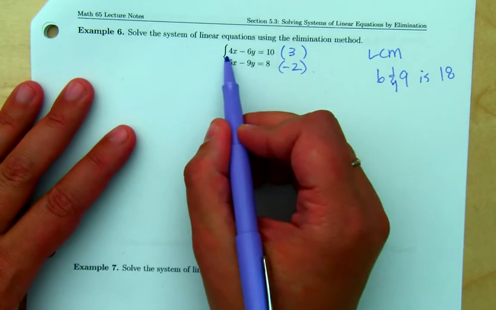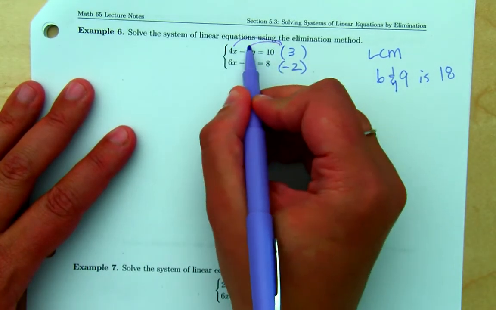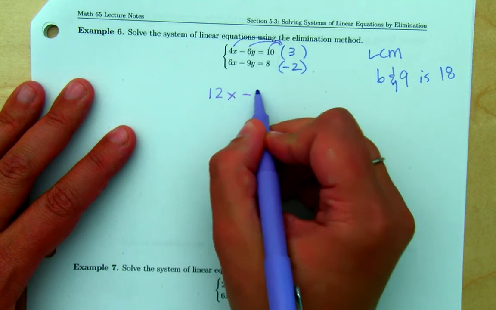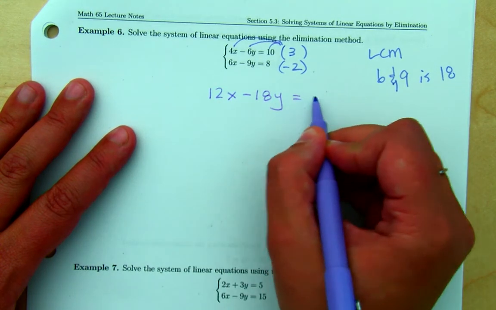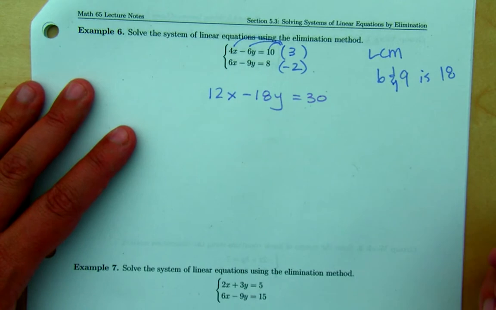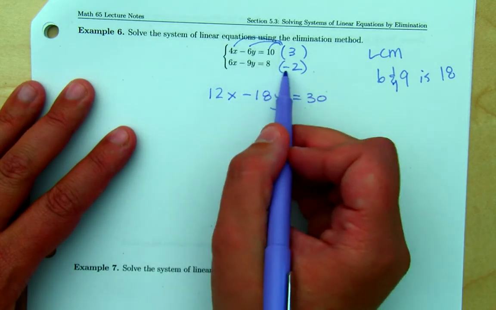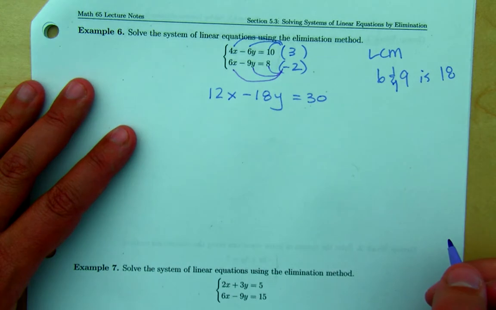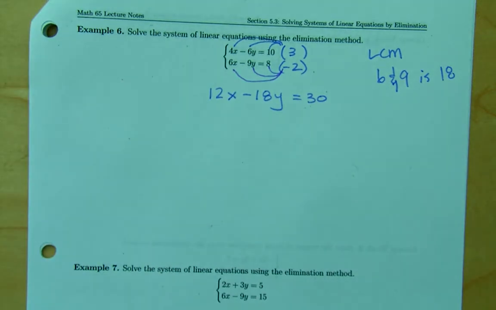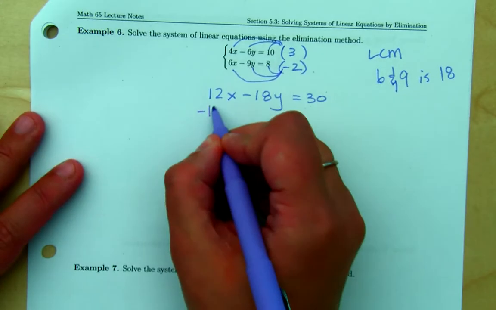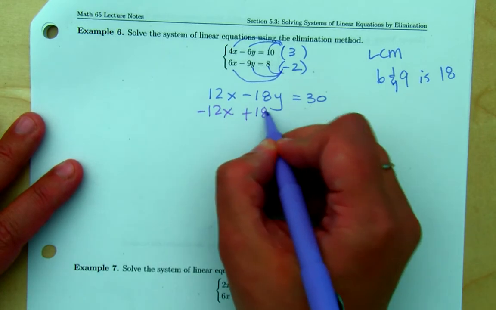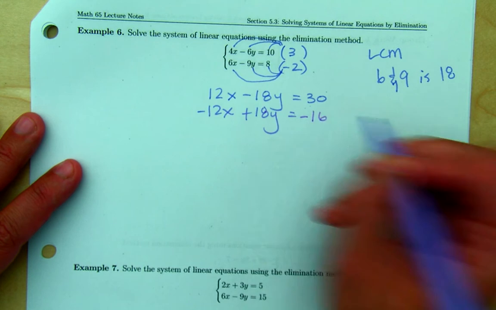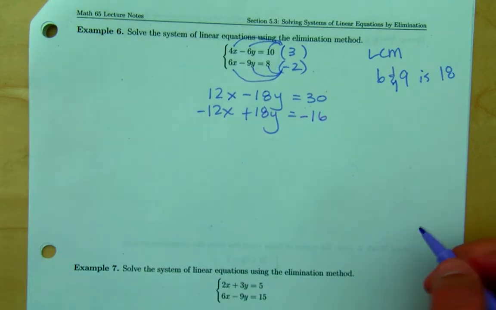Now we're multiplying this whole thing by 3. 3 here, 3 here, 3 here. What do we get? 12x minus 18y equals 30, right? What do you get for the second one if you multiply everything by -2? -12x plus 18y equals, what is it? -16.